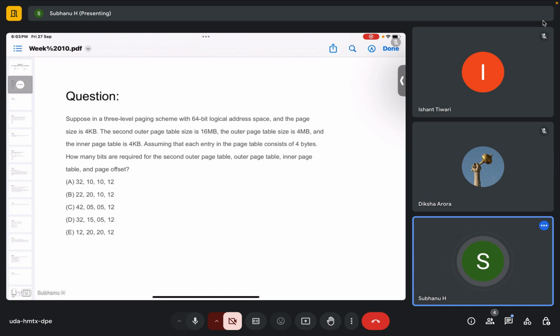Suppose in a three-level paging scheme, there are three levels of paging. Now they are asking that the second outer page table is of size 16 MB, the outermost page table is of size 4 MB, and the inner page table is of size 4 KB. Assuming that each entry in the page table consists of 4 bytes, how many bits are required for the second outer page table, inner page table and page offset? Please try to solve this question by yourself first. Then I'll definitely tell how to solve this.